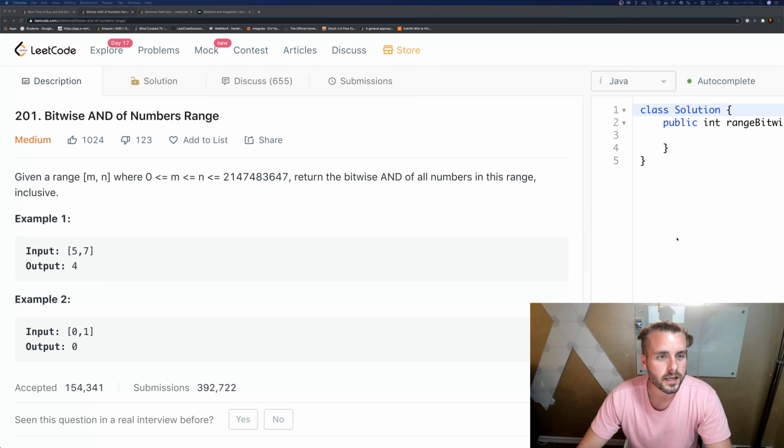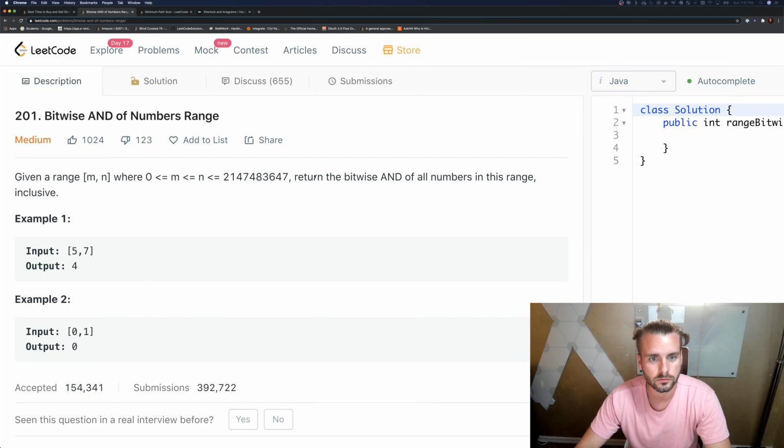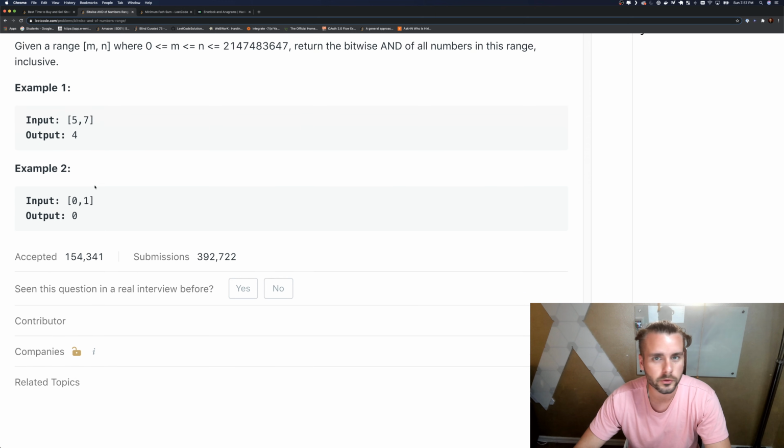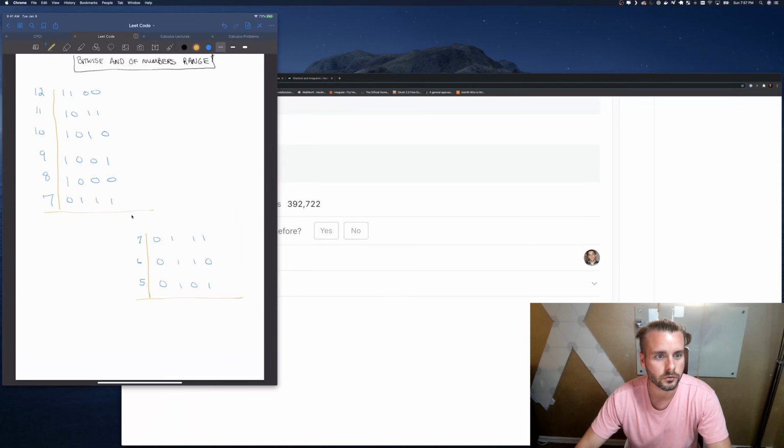Alright, so Bitwise AND of Numbers Range. Given a range M to N, where the range is 0 to this large number, return the bitwise AND of all numbers in this range, inclusive. So if we're given 5 and 7, it's 4. It's kind of hard to realize what's going on unless we draw it out on the whiteboard.